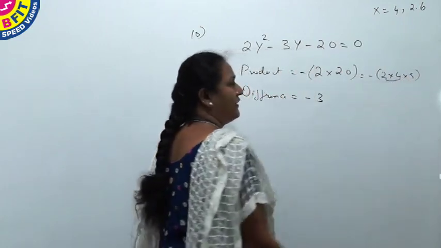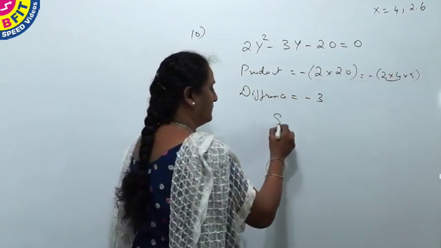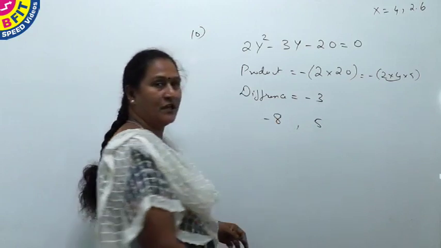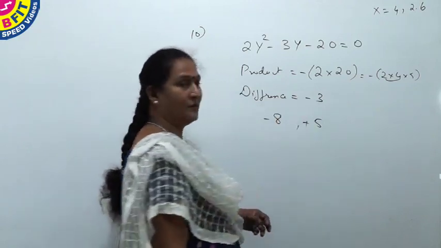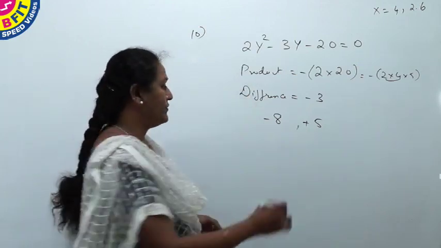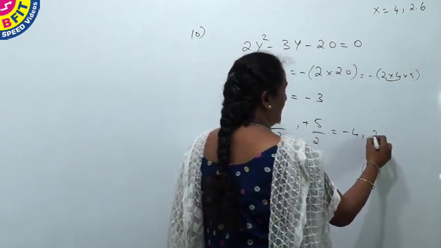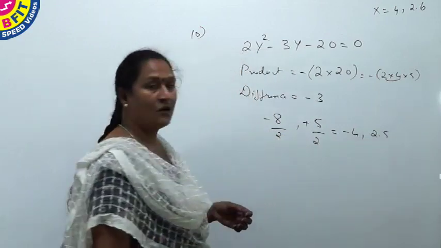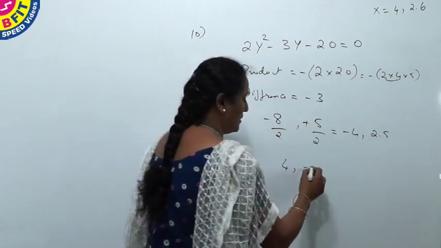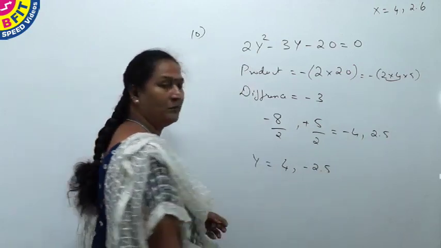So the numbers 8 and 5 when multiplied you get the product 40 and the difference is 3. And as you have minus 3, you put minus for the higher number and plus for the smaller number. And now you have coefficient for y square 2, so divide these numbers by the coefficient of y square. So this is minus 4 and 2.5. So now the third step is to change the symbols. So after changing the symbol we have 4 and minus 2.5. So values of y we get as 4 and minus 2.5.